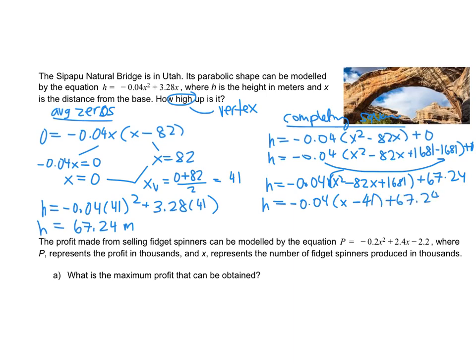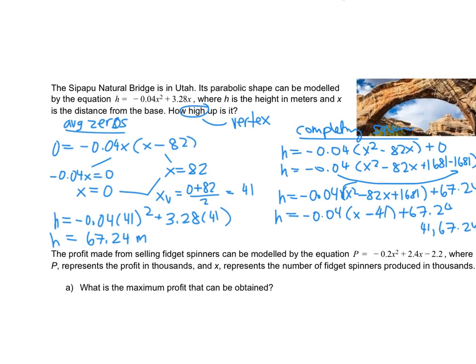So then I get the same vertex as with averaging the zeros, which is 41, 67.24. And I have to pick the maximum height, which is 67.24. So I can write my therefore statement. Therefore, the height is 67.24 meters. And that's it for this one. They only wanted the maximum height. Let's try the next one.